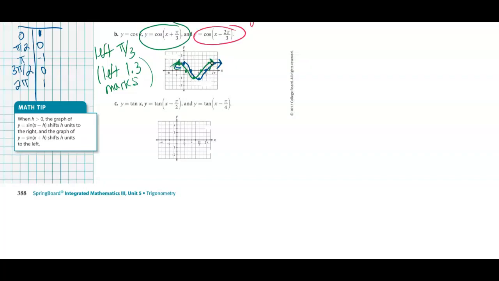And then this one, minus 2 pi over 3, that's going right 2 pi over 3. So again, I'm going to have to figure out how far this is going. Right, so 2/3, if you want to think in fractions, is like 0.6 repeating.